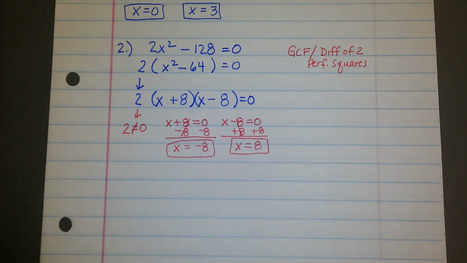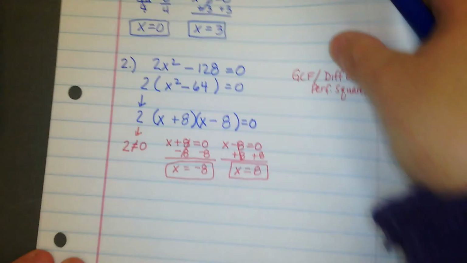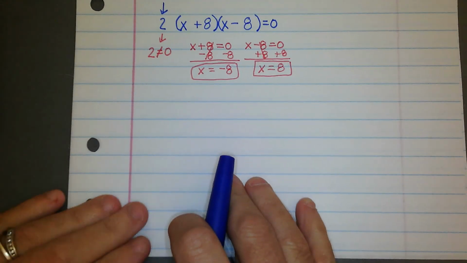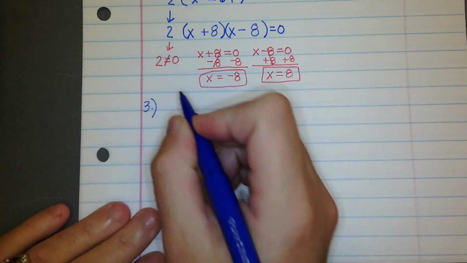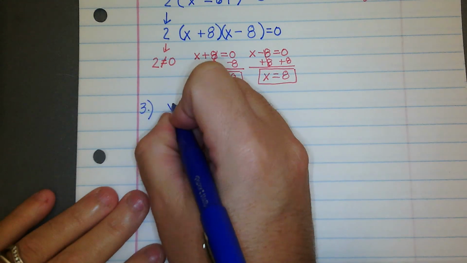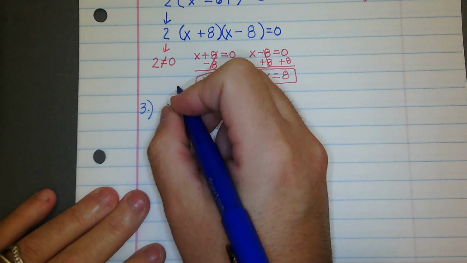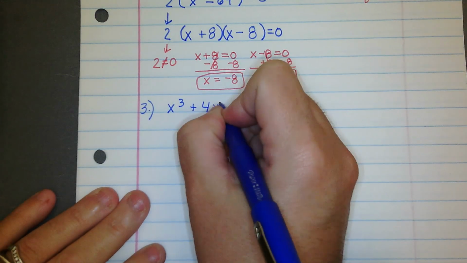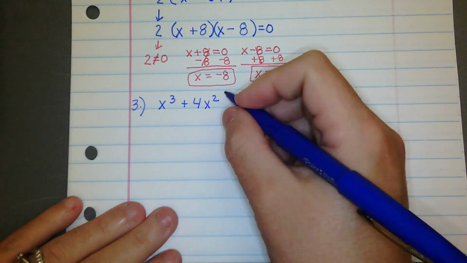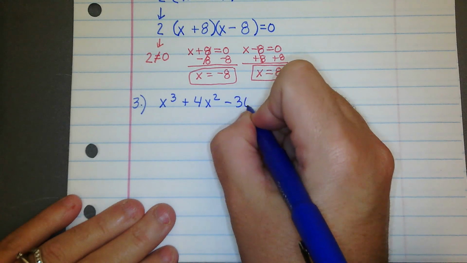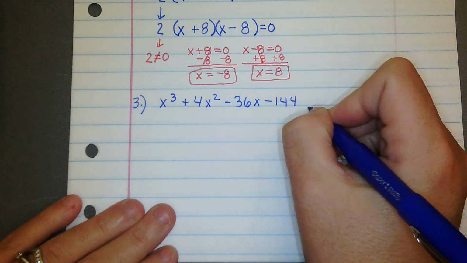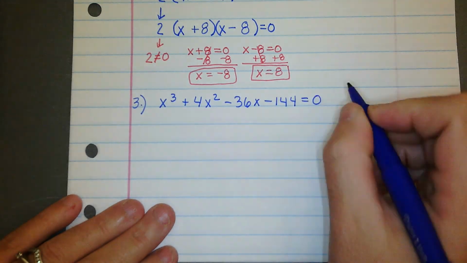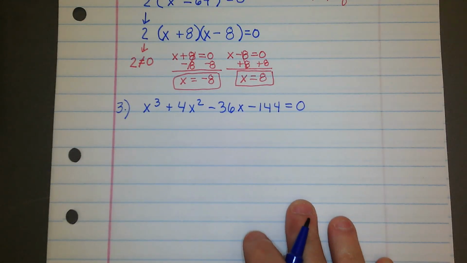We got one more to go. And then you can begin your homework. Number 3. A cubic. Love these. X cubed plus 4x squared minus 36x minus 144. Ooh, getting up there in the numbers. Equals 0. All right, we're going to solve this one.